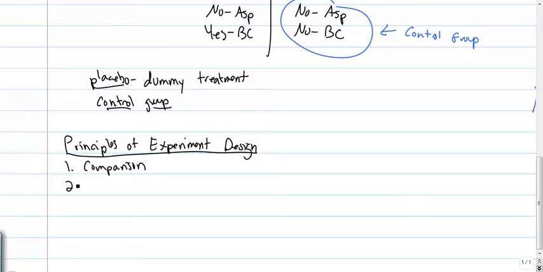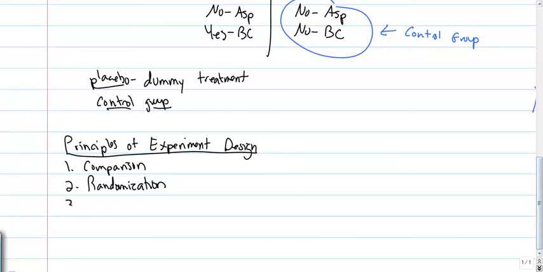A second principle is that of randomization. We remember from section 5.1 that personal choice leads to bias. We don't want to use personal choice to help us assign the subjects into those different groups for treatments. We want to use randomization, and we'll talk about how we're going to do that in a moment.